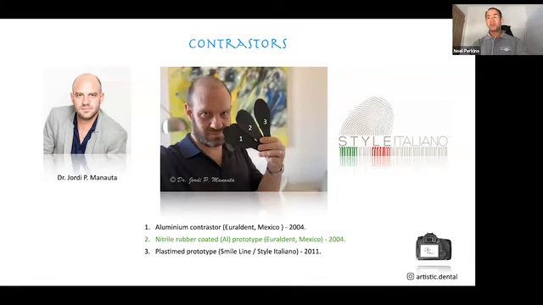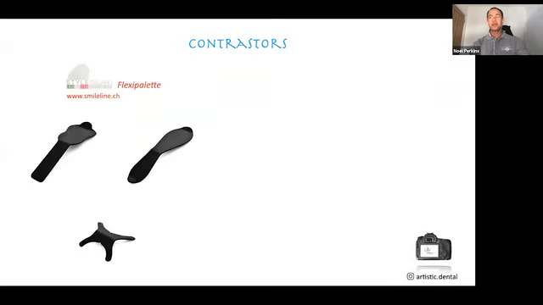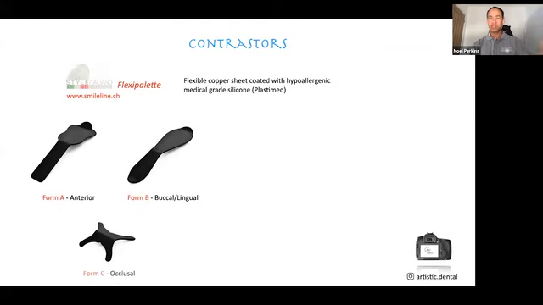And then from there, they took it to Dr. Walter Devoto at Stella Italiano. And the Stella Italiano prototypes were made back in 2011. That photograph here shows you the evolution of the different contrasters. So it's a brilliant idea. And so today we have the Flexi palette, which is basically a flexible copper sheet coated with medical grade silicone. It comes in forms A, B, and C, according to which area of the mouth you're using it in.